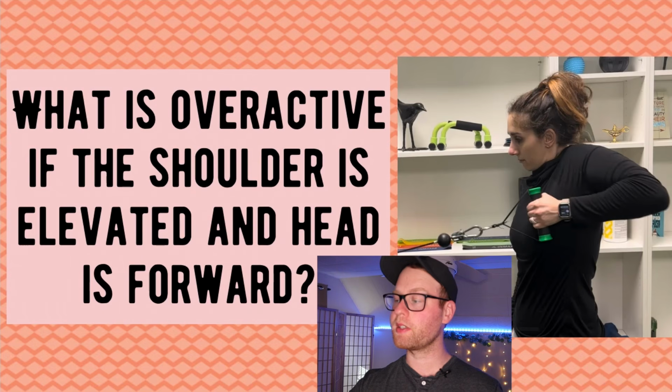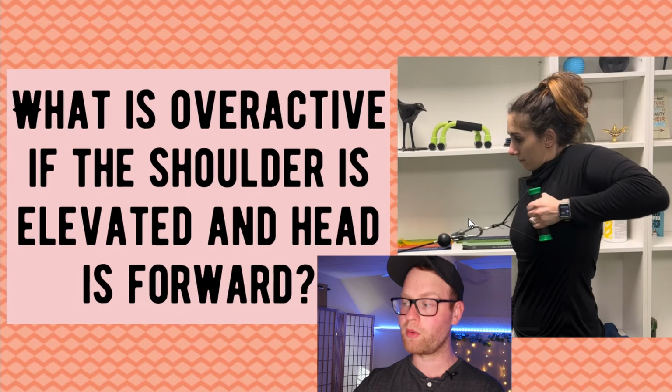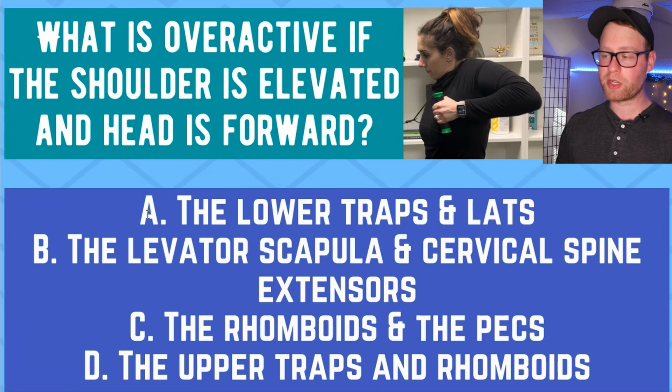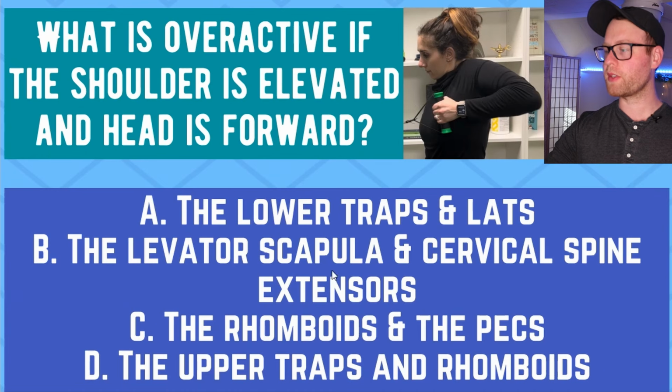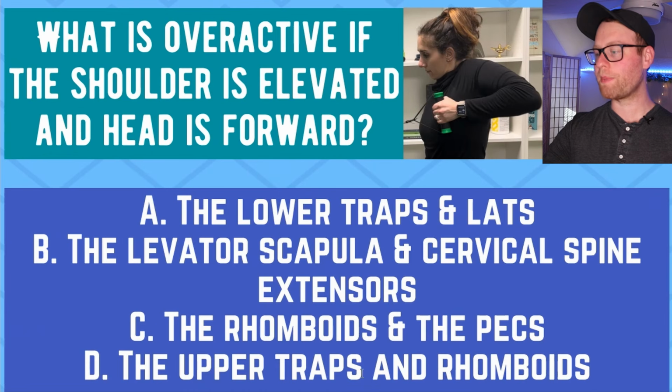Here's something that ACE is likely to ask you on, and in fairness, you do see a lot of this in the real world as a trainer. So what is overactive if the shoulder is elevated and the head is too far forward during this pull assessment? And I'm going to give you some options as to what the overactive muscles are. Are they A, the lower traps and the lats, B, the levator scapula and the cervical spine extensors, C, the rhomboids and the pecs, or D, the upper traps and rhomboids?